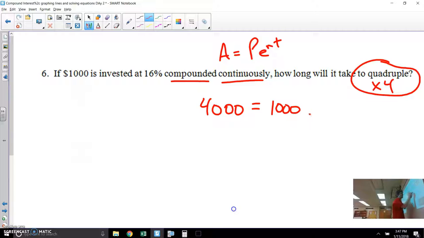And then you've got your E and then your r, which is 0.16. And then you're also multiplying that by the time, which we actually don't know. Okay? So we're going to have to really think back to last semester, and I'm going to slowly creep in something that we're going to teach you tomorrow, okay?